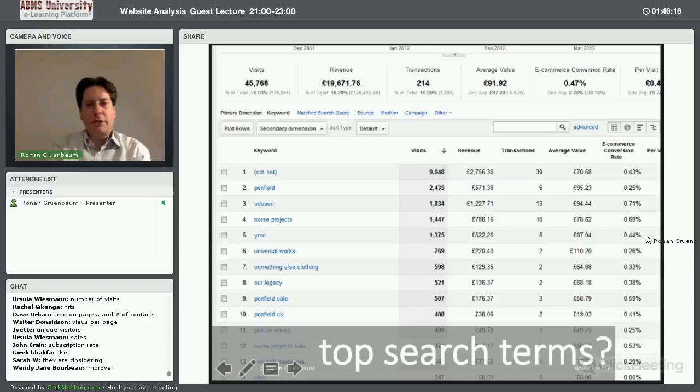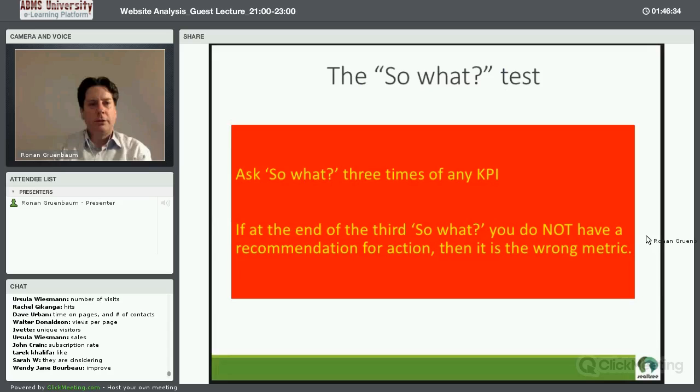So as I said, this is the so what test. I showed this to you before. I just went back and forth very quickly in my slide deck, because I think it fell out of place, I'm afraid. So the so what test is fundamental. As I said before, what are visits? So let's have a look.